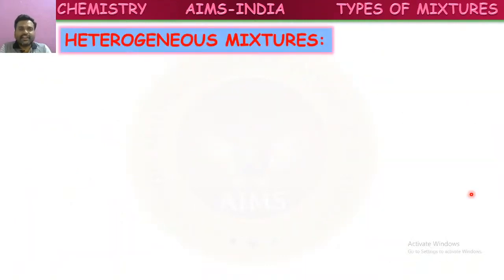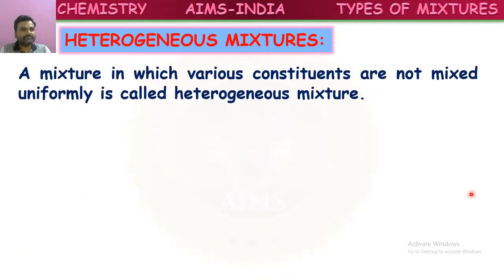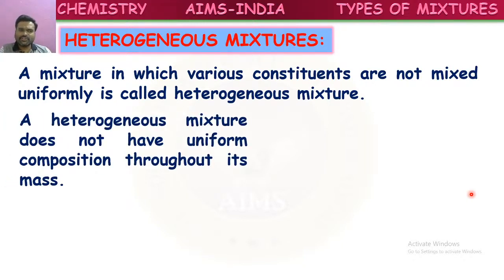Next, the second category of mixtures is heterogeneous mixtures. A mixture in which various constituents are not mixed uniformly is called a heterogeneous mixture. It means the components might be visible clearly and they are not uniformly mixed into one another. Such kinds of mixtures are called heterogeneous mixtures. A heterogeneous mixture does not have uniform composition throughout its mass.